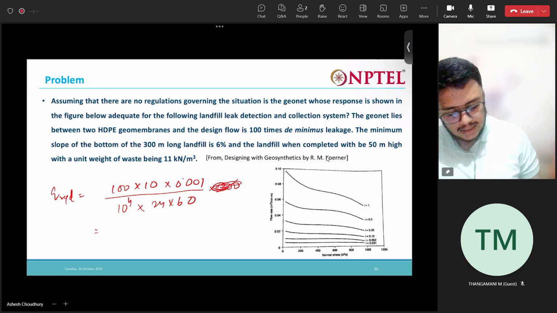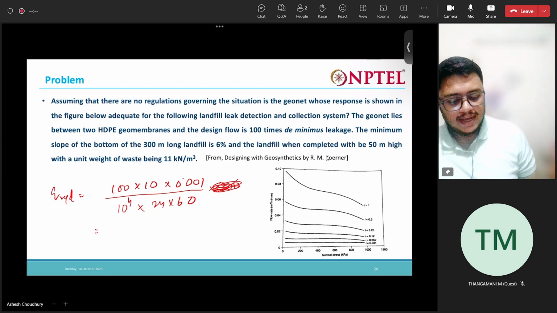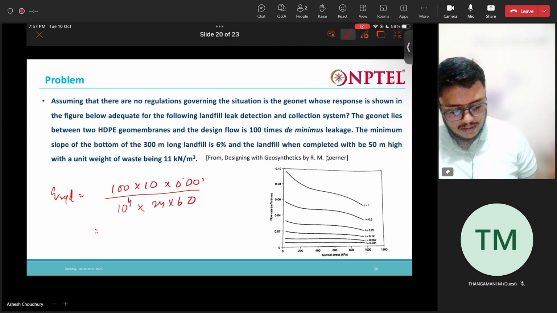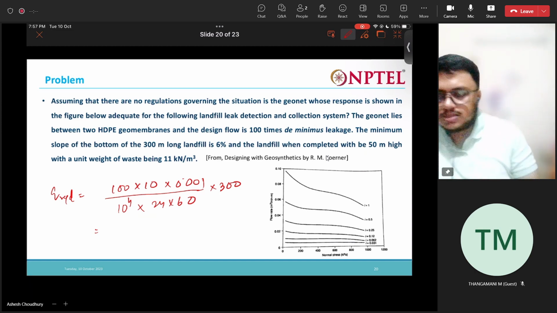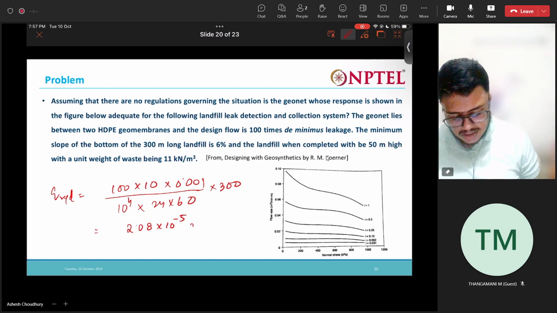If you till this much, it was meter cube per day per meter square. Multiplied by length will give you per meter width. It is meter cube per day per meter. So this one will come out as 2.08 into 10 to the power minus 5. What is the unit? Meter cube per minute per meter.